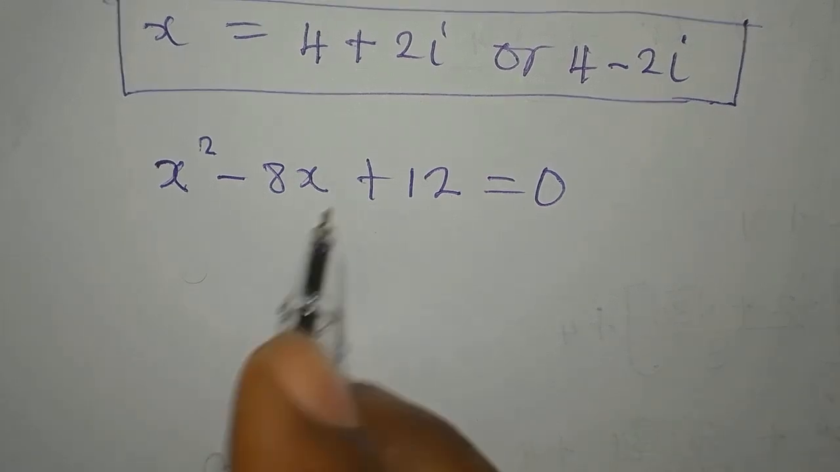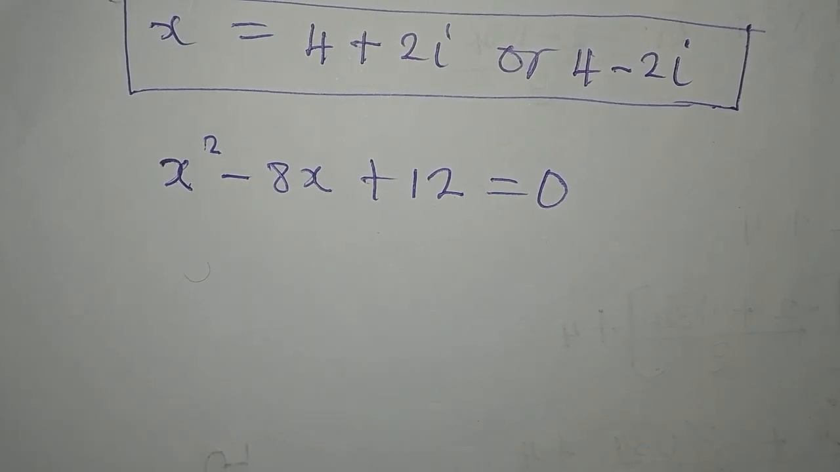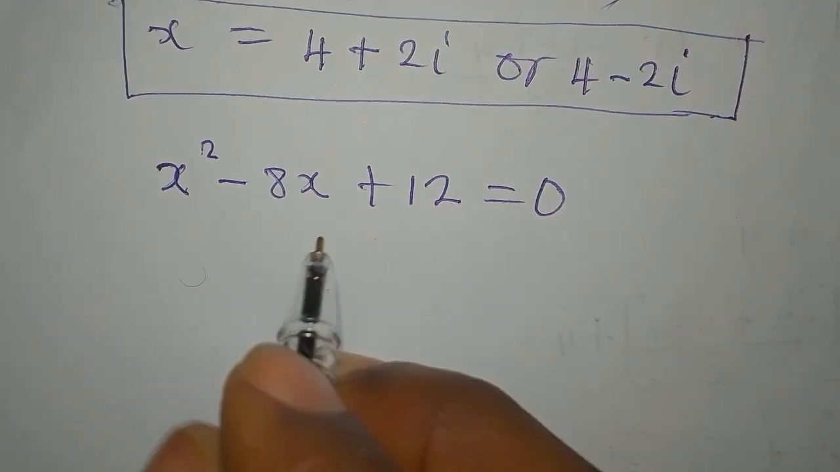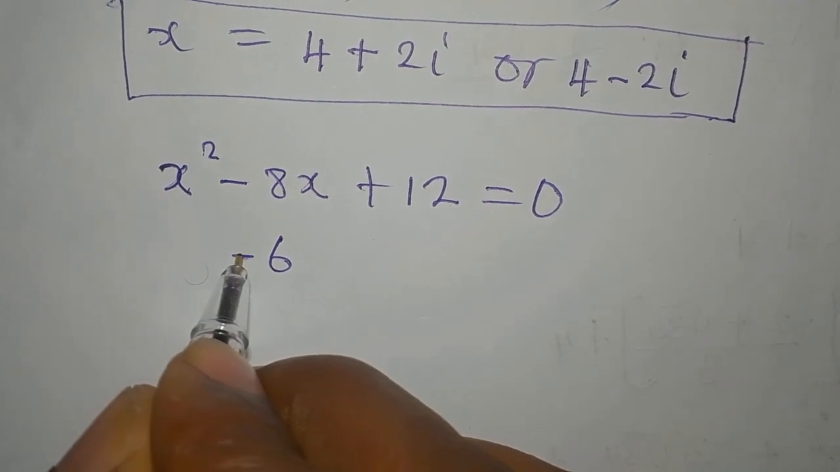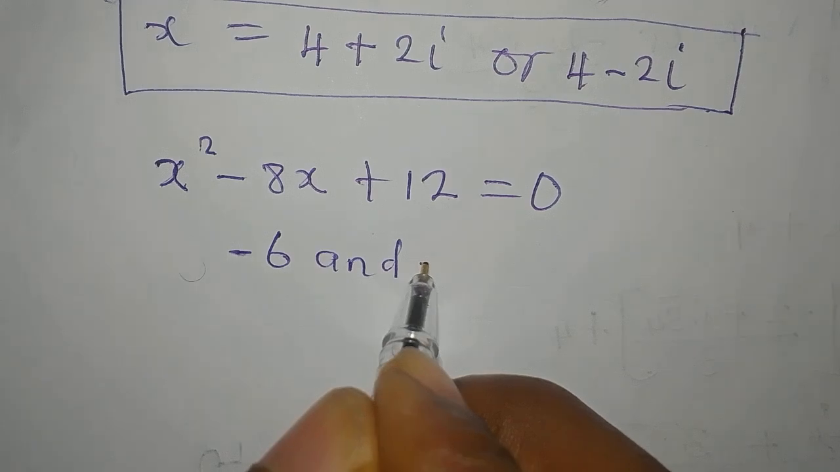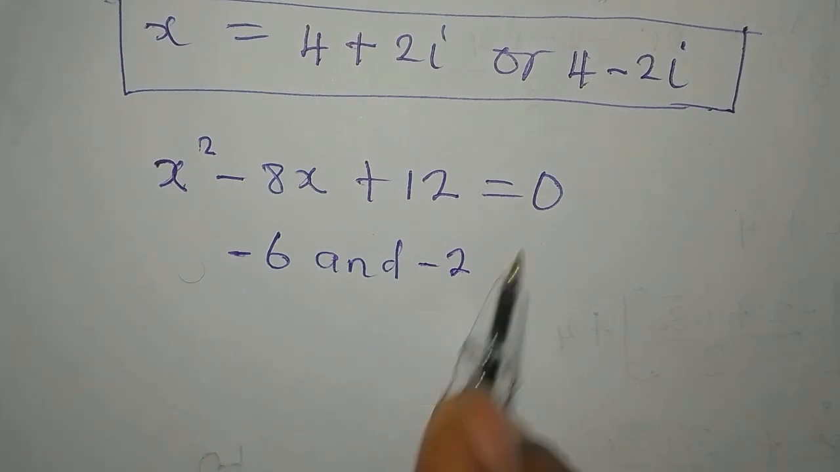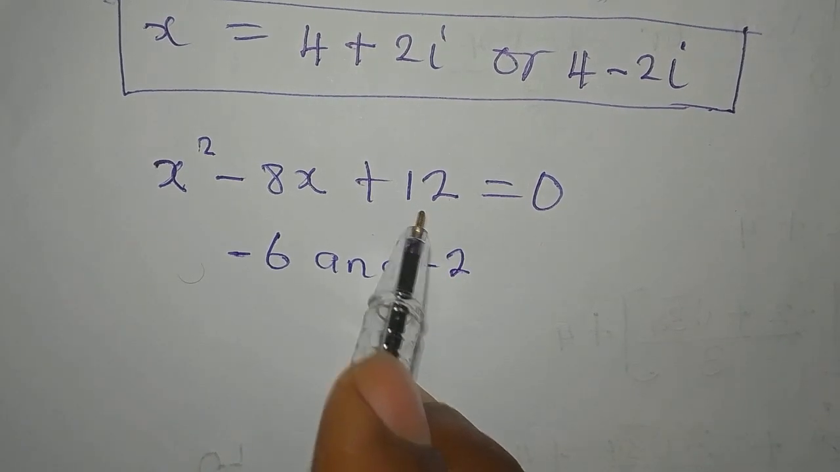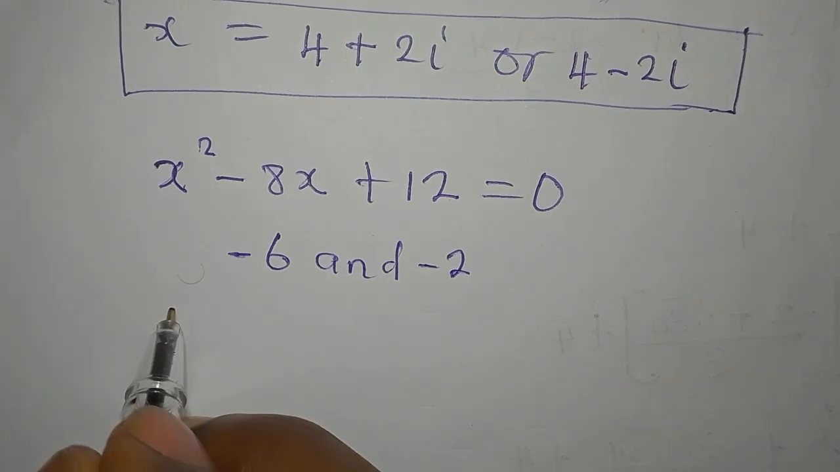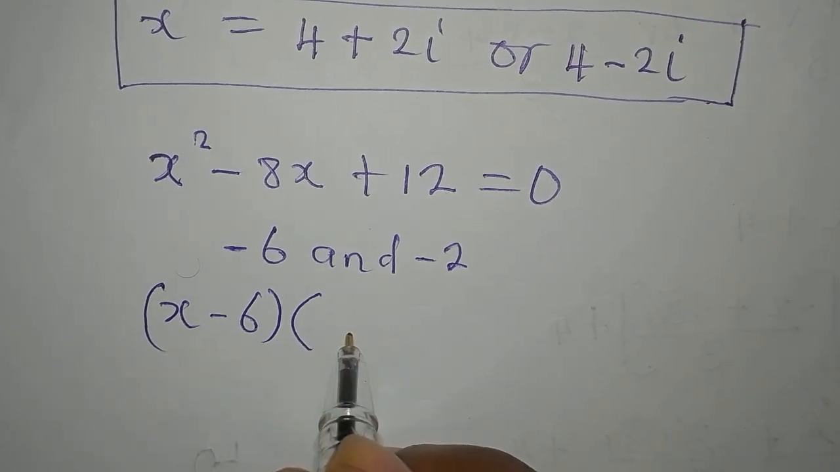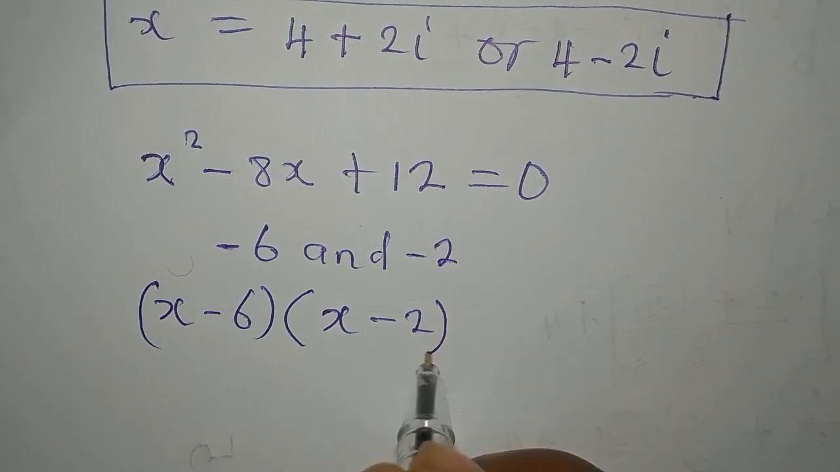From this quadratic equation, we can apply the factorization method, so that we think of two numbers that multiply to get 12 and add to get −8. The two numbers will be −6 and −2, because −6 plus −2 is −8, and −6 times −2 will give us plus 12. So this means that the factors shall be (x − 6), then the second factor will be (x − 2), and this equals 0.